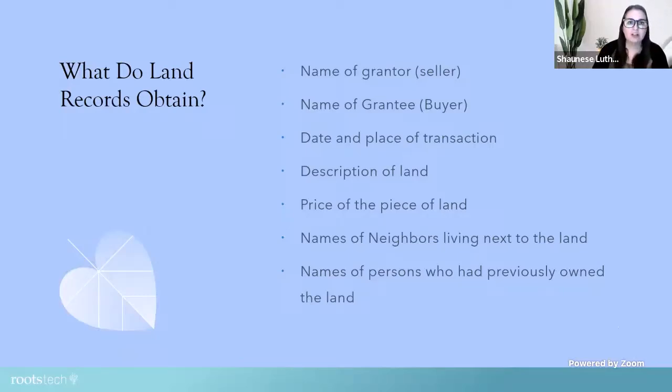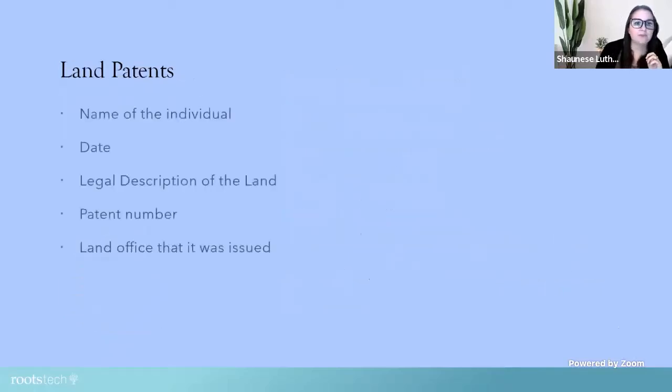In some land records, it will also state the wife. Very rarely, but I have seen it. So the land patents will be name of the individual, the date, the legal description of the land, the patent number, and where the land office that it was issued in. So if you're looking for like a plat map, you can contact the land office to see if they have it. You can also look online to see.